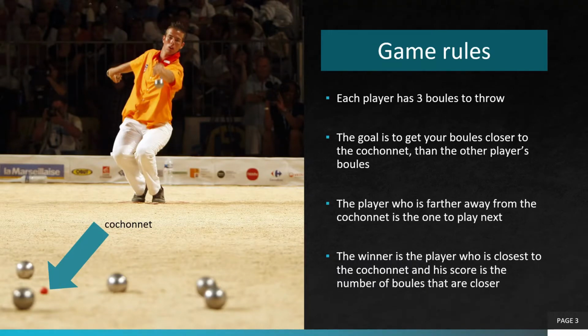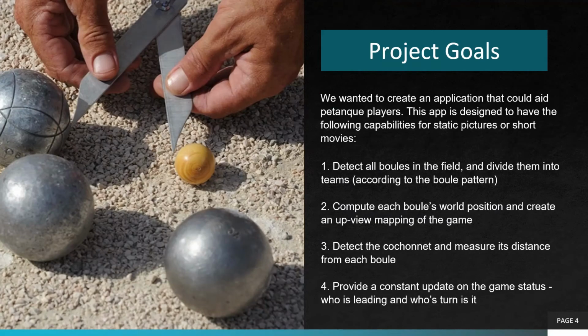Petanque rules are as follows. First, each player has 3 metal balls to throw. Second, the game goal is to be closer than your opponent to the cochonnet, which is a wooden colored ball. Third, the player who is further away from the cochonnet is the one to play next. And last rule, the winner is the player who is closer to the cochonnet, and his score is the number of balls that are closer.